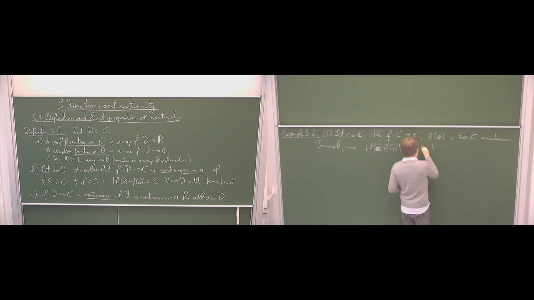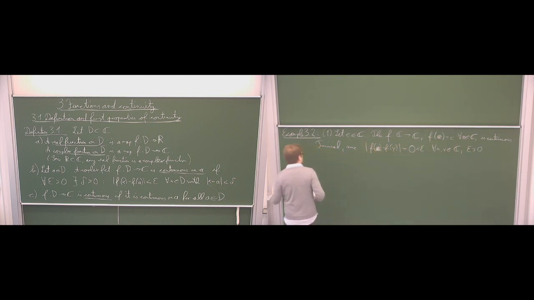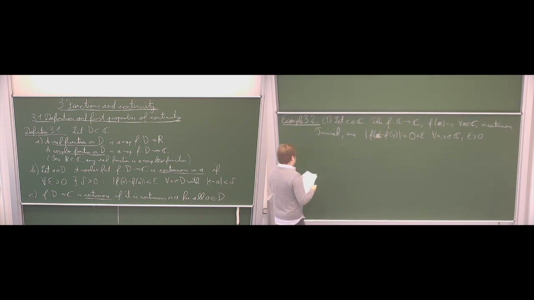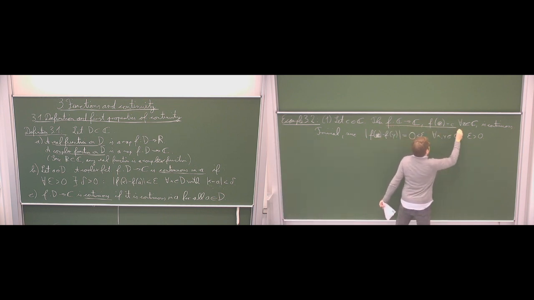So this is smaller than epsilon for all x, y in C, epsilon bigger than 0. So for each epsilon, we could choose delta as big as we want. This is still always satisfied. Okay, this was the trivial example. Now a simple example.